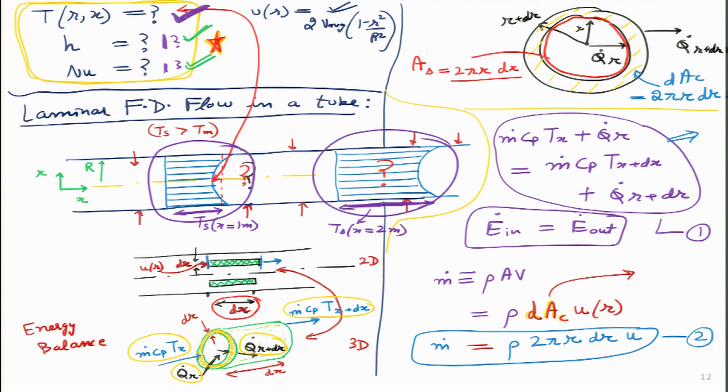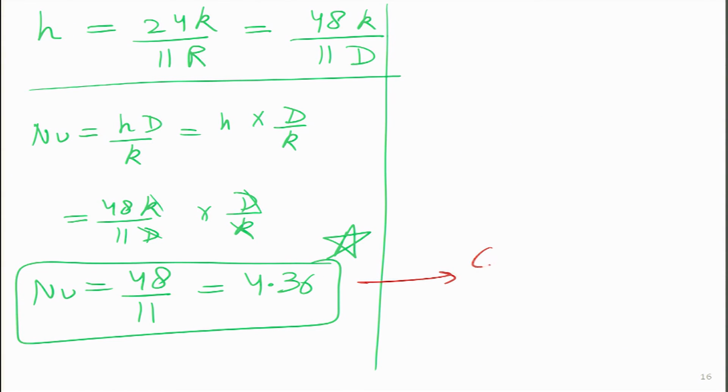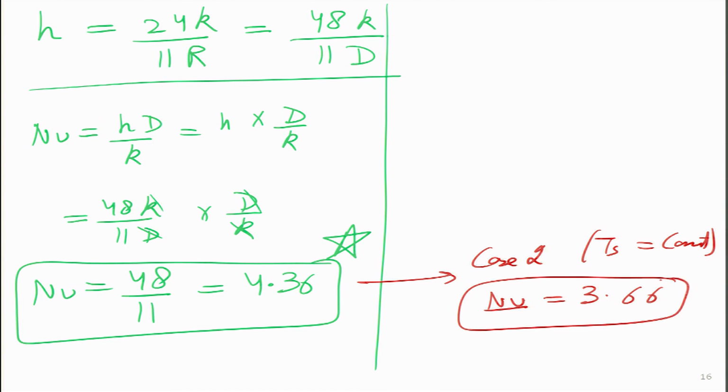And a similar thing we can do for this, case 1. Do not worry, I am not going to do case 2 as well, but if we do case 2 where Ts is a constant, there the answer will turn out to be very simple: the answer is 3.66. So their Nusselt value will be slightly lower, it will be 3.66.